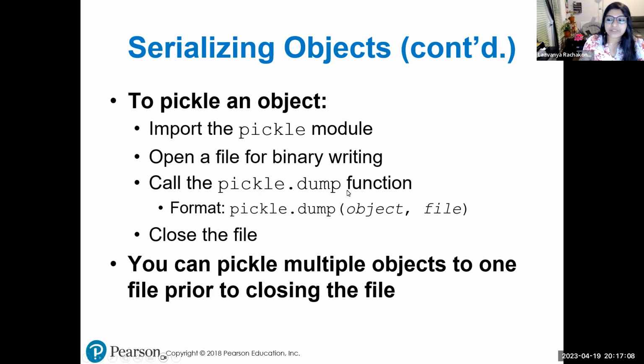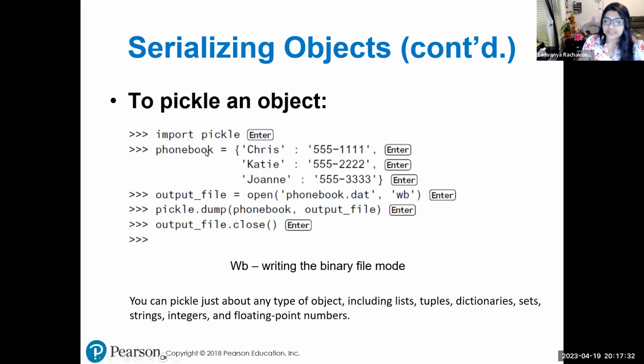And we will be using the function pickle.dump, which is basically going to take all the information from the object and dump that in terms of zeros and ones in our file, which we have opened in the mode of binary writing. So pickle.dump object file, close the file. And we could also pickle multiple objects before we close the file as well. So let's see an example.